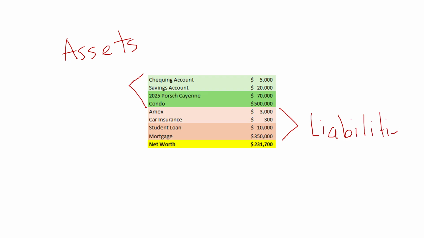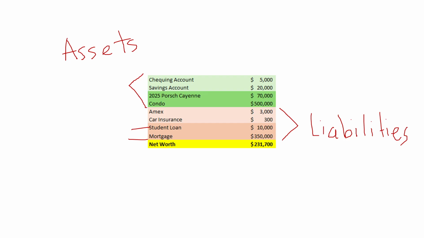Okay, so some of them you can actually relate back to the asset. You're going to notice, right? And this is just everyday life. So Amex, your credit card, your car insurance payments every month, and then maybe you have a student loan that's still outstanding, and then a mortgage. Now the mortgage, you're going to notice that's probably related to the condo, right?